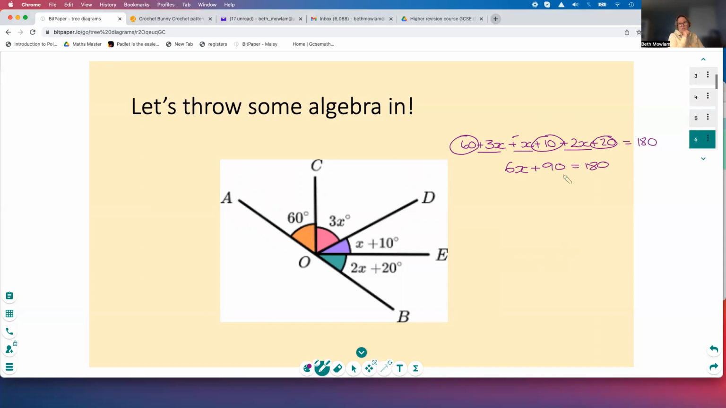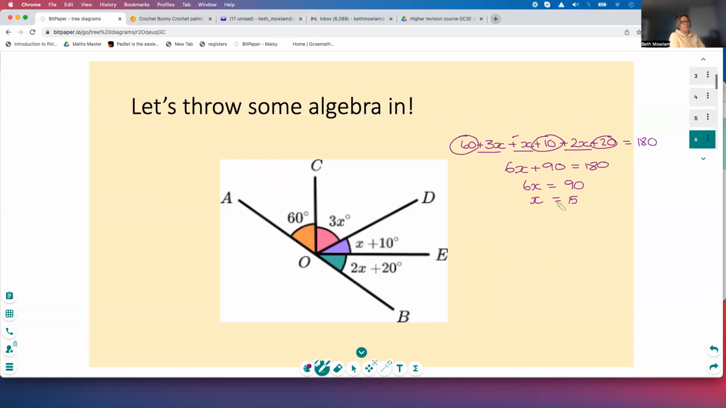Look, we've got an equation to solve. Let's take away the 90. So take away 90 from this side, leaves us with 6x. Take away 90 here, leaves us with 90. So I've got 6x is equal to 90. We divide it by 6, that will tell us what 1x is. So 1x is 15. So x equals 15.